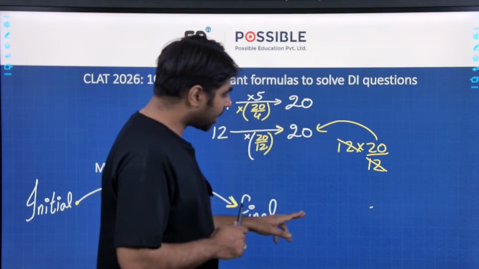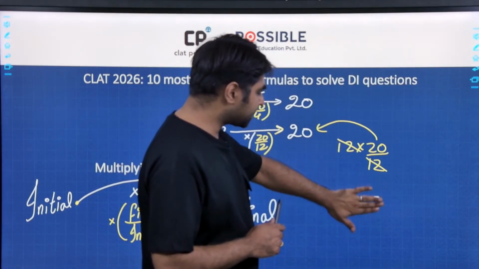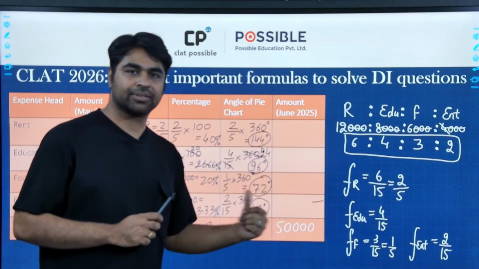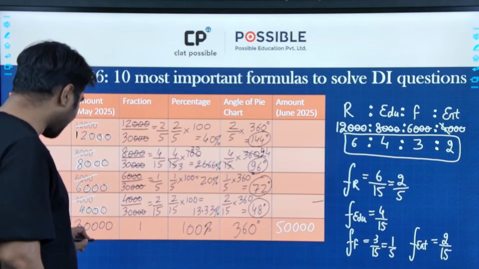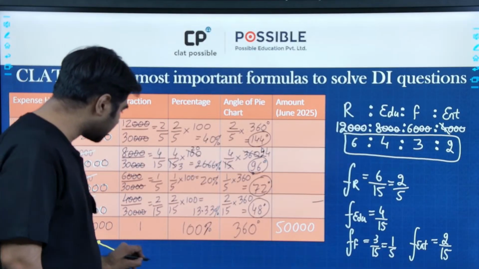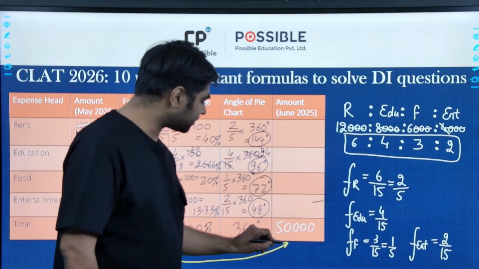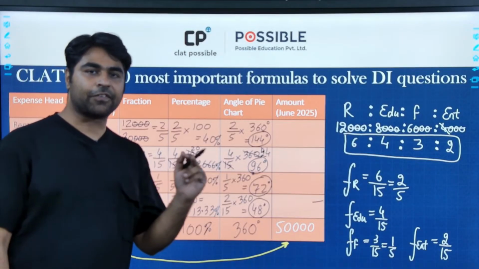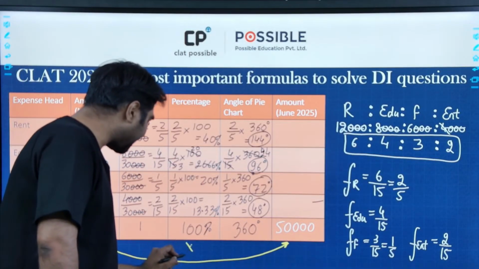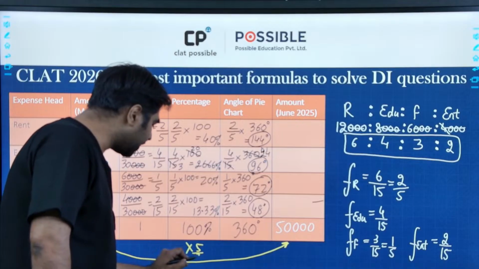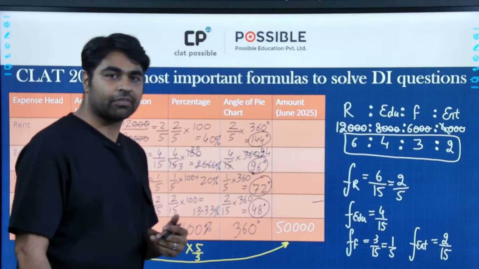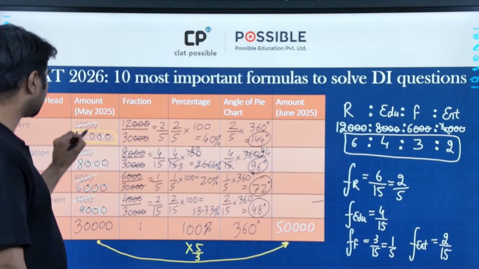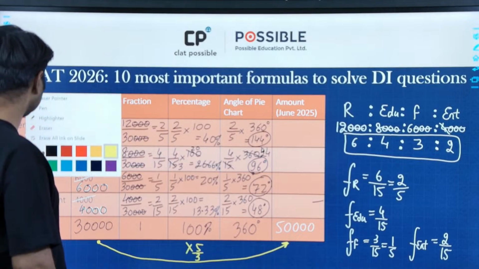Now how is the multiplying factor going to be used? Let me explain with the help of the same example. My question is, what should I multiply to 30,000 to make it 50,000? So your multiplying factor will be final, 50,000, upon the initial, 30,000. So your multiplying factor will be 5 upon 3. Just use the same multiplying factor on 12,000 and you will get your answer.